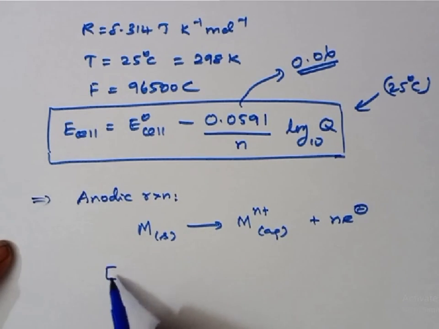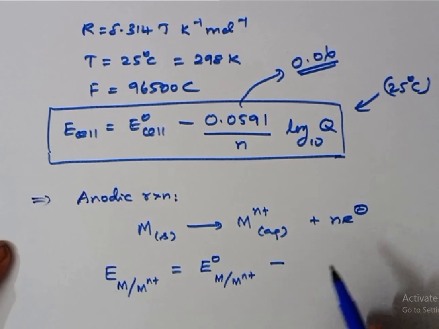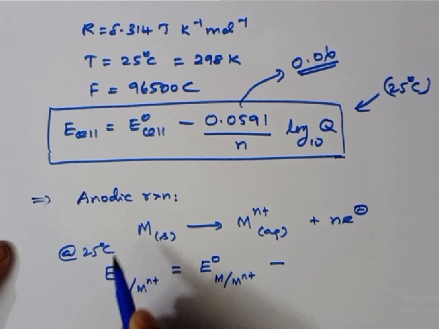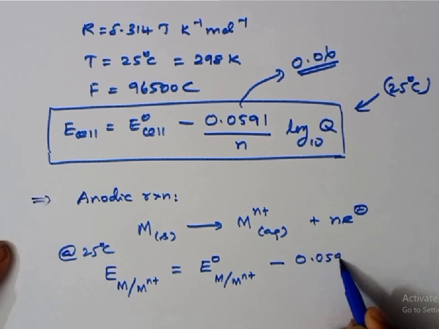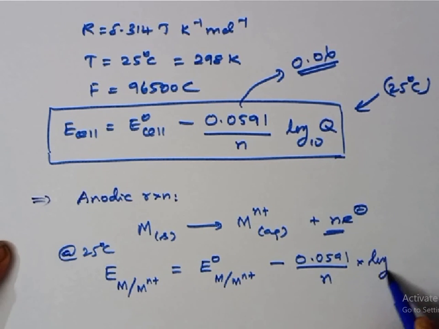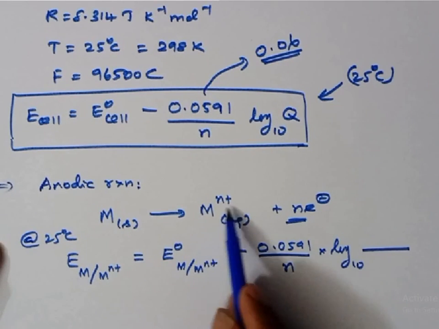So here, instead of E cell, I'll just put E. Here M becomes M n plus ion. The potential of this oxidation reaction is equal to the standard potential of this oxidation minus, if the temperature is 25 degrees Celsius, I can put directly 0.0591 divided by the number of electrons transferred, n, into log base 10. Here, students, observe carefully, the product is an ion.